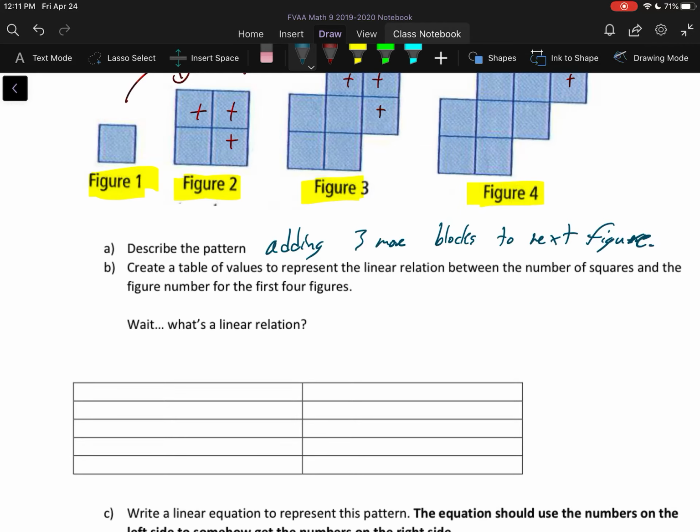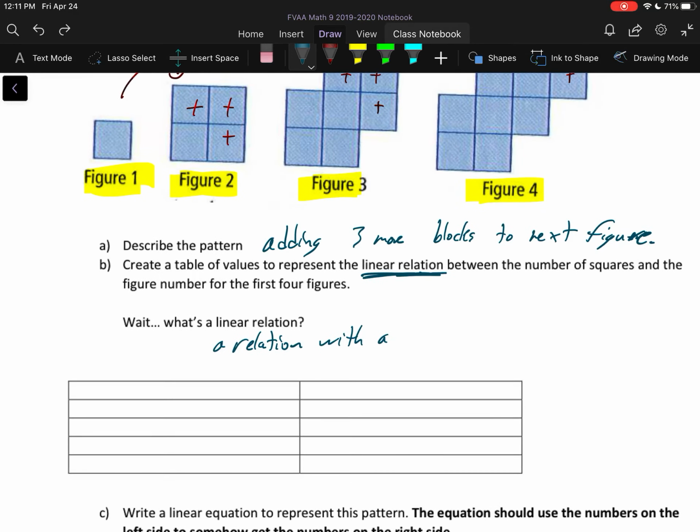Okay, now wait, what is a linear relation? All right, well, our textbook tells us, in 5.2, but I'll put, a linear relation is when a straight line is graphed and it has a constant rate of change. A relation with a constant rate of change. All right, so that's what we're going to be using as our definition.